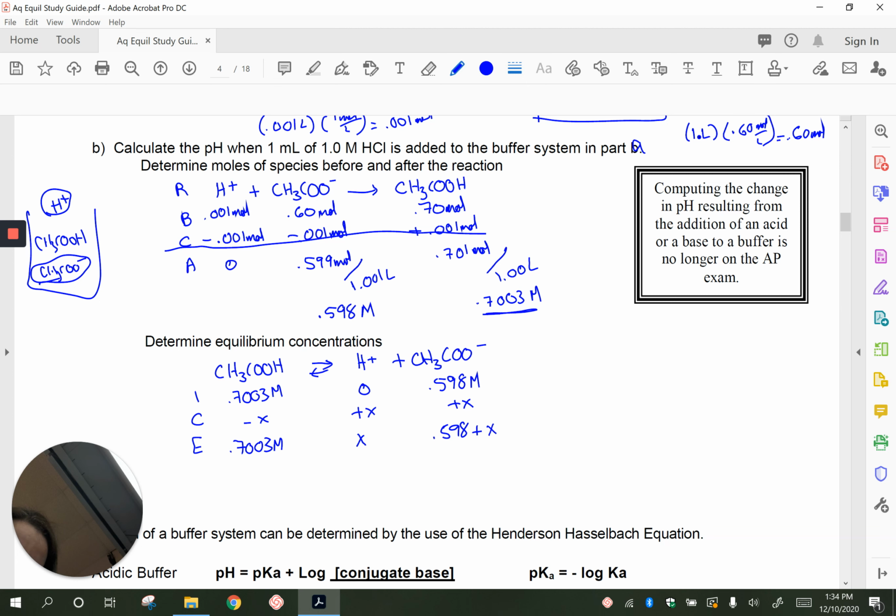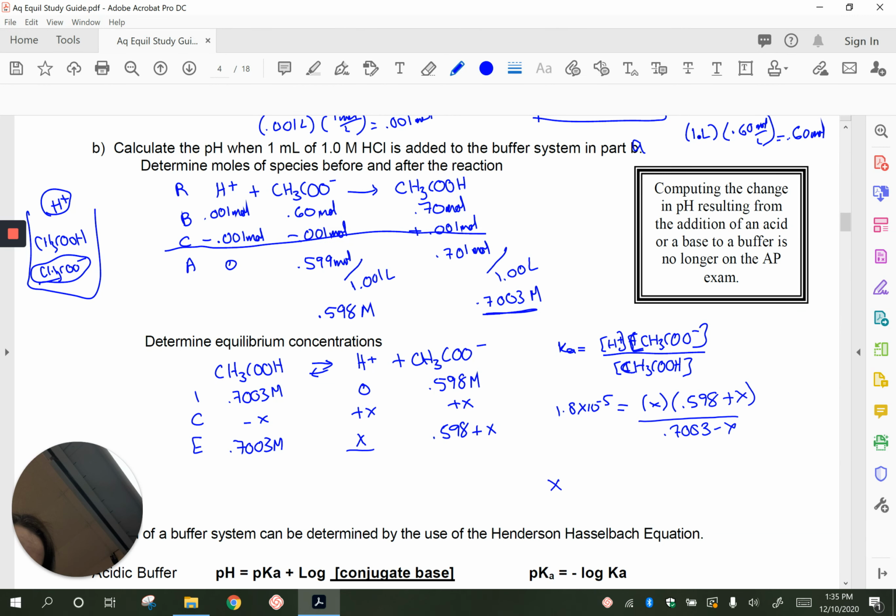My K expression is the concentration of the H plus times the concentration of the acetate ion over the acetic acid. 1.8 times 10 to the -5 is equal to X times 0.598 plus X over 0.7003 minus X. X is my H plus concentration at equilibrium.